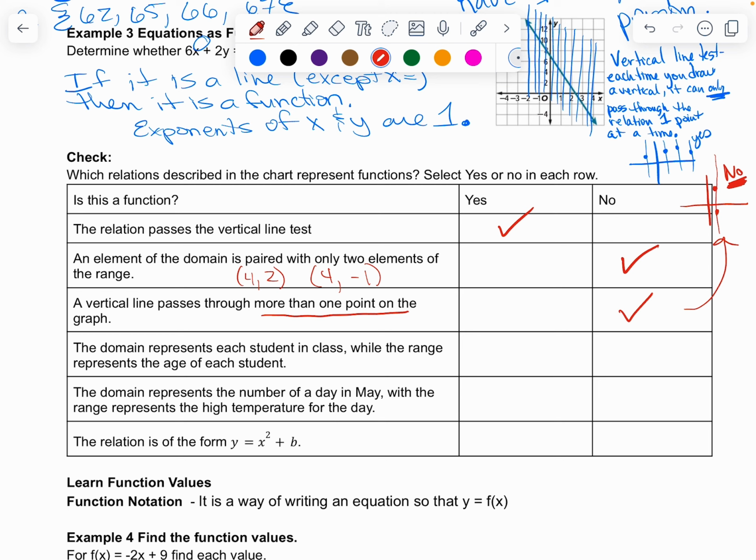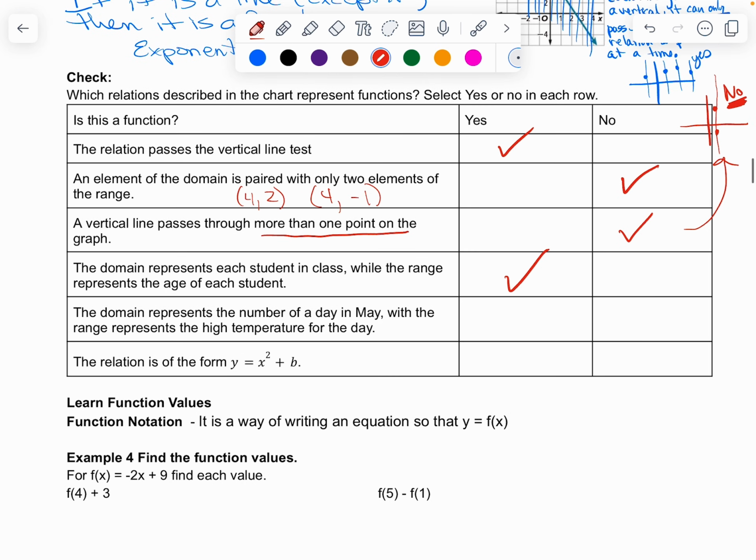The domain represents each student in class, while the range represents the age of each student. Because one person isn't going to be two different ages at any point in time, then yes. The domain represents the number of a day in May, and the range represents the high temperature of the day. So once it gets to that high temperature, it's done. It's not going to have two different high temperatures. Remember how I said the exponents have to be 1? This exponent is not 1. This is not a function.